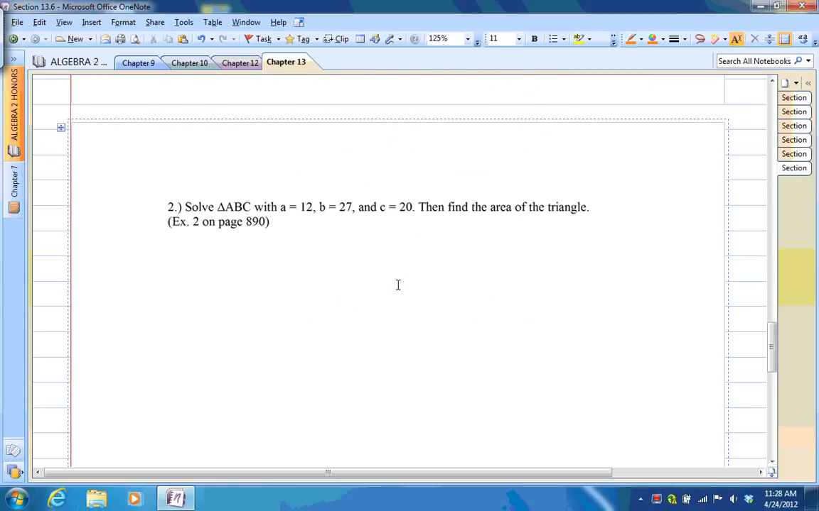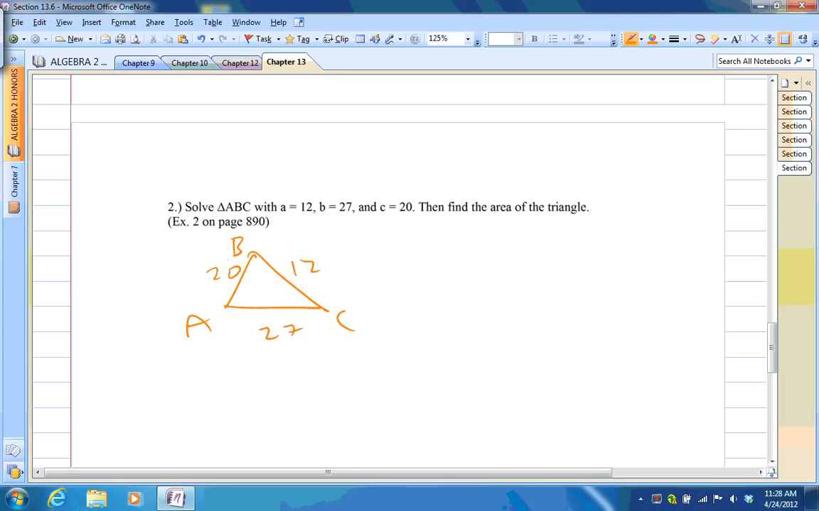Okay, let's try one more example and we'll be done for today's video. So in this case we have the side-side-side situation. This is example 2 on page 890. That's 12, that's 27, that's 20.